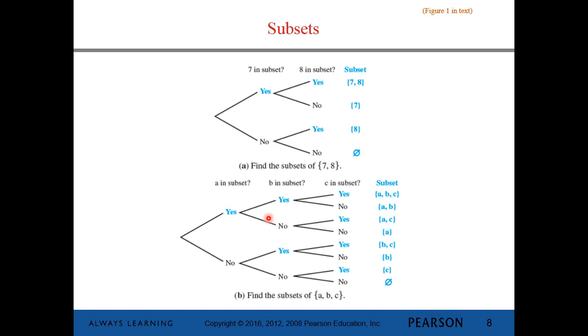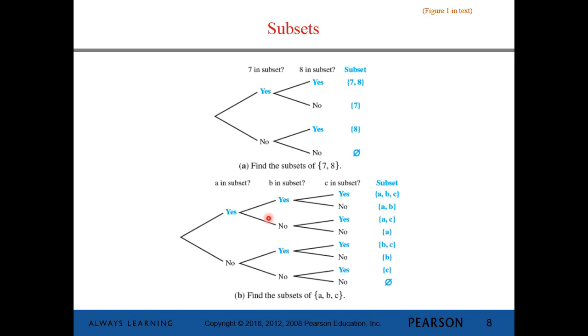Now, one way to figure out how many possible subsets there are is a very easy way using what's called a tree diagram. The tree diagram allows us to count how many different outcomes we could have, how many different sets we can have.